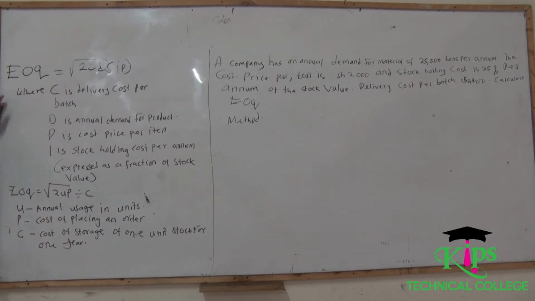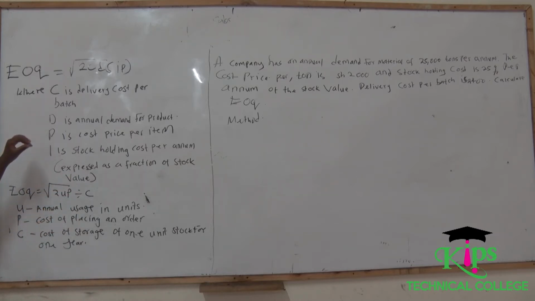Having defined what economic order quantity is, now we want to look at the formula for calculating it. The formula is the square root of 2CD divided by I times P. C stands for delivery cost per batch. D is annual demand for the product. P is the cost price per item. I is stock holding cost per annum, expressed as a fraction of stock value.